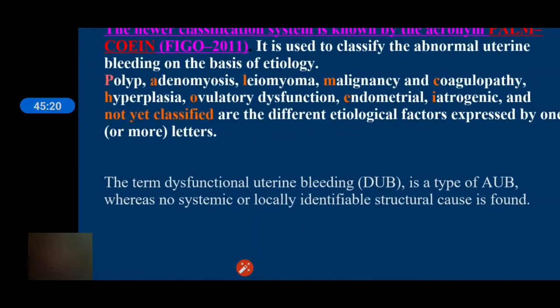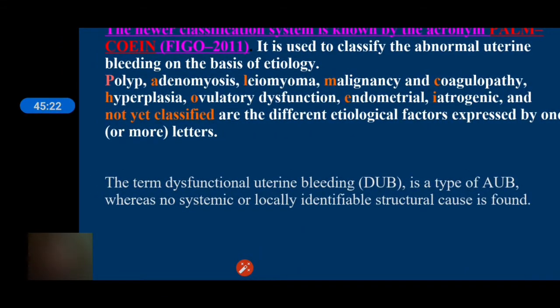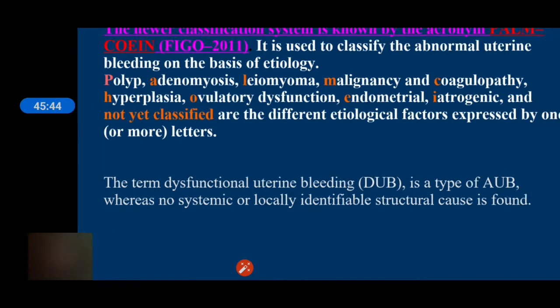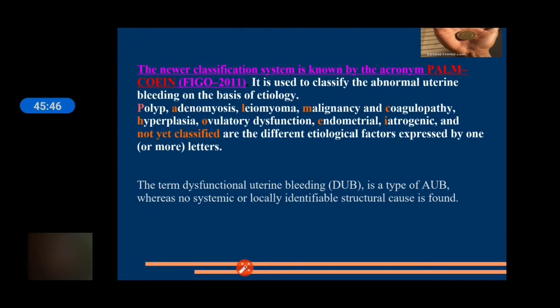The term DUB is a type of AUB where no systemic or local identifiable structural cause is found. DUB is a word which is frequently used. It is also one type of AUB itself, but here there is no structural cause, no systemic cause, no local cause, but there will be problems with some hormonal disturbances.